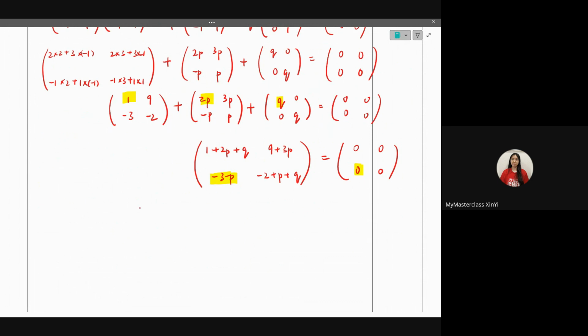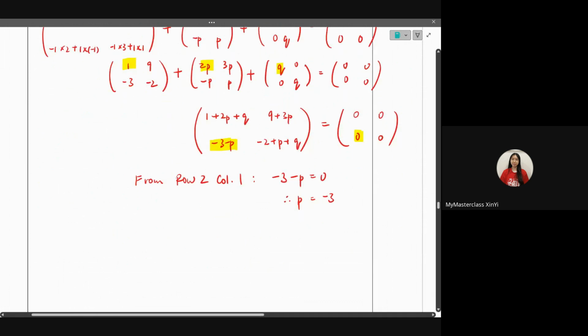So from row 2, column 1, you can see that negative 3 minus P equals 0. Therefore, P should be equal to negative 3.